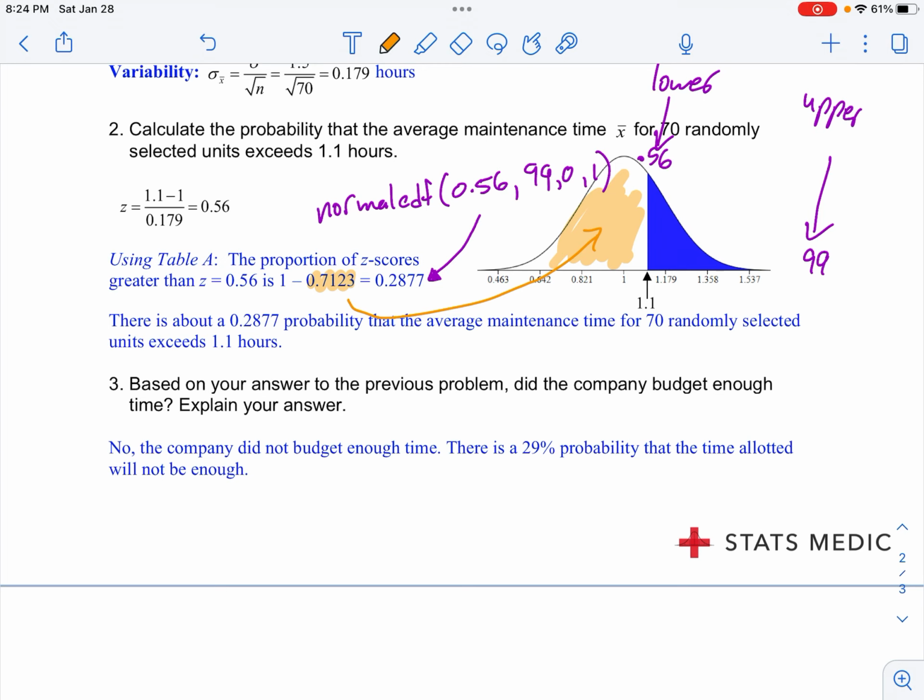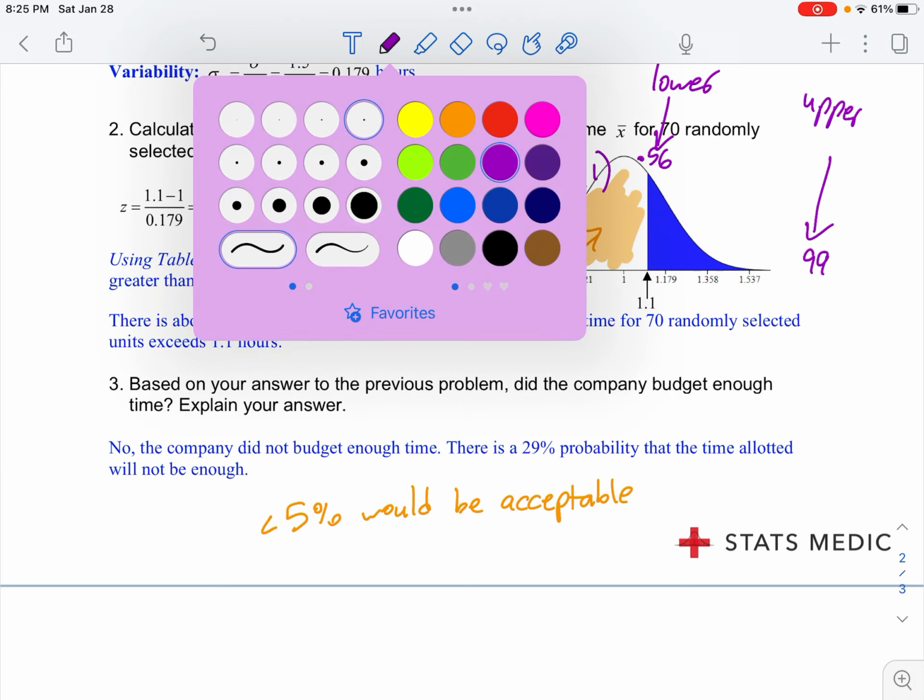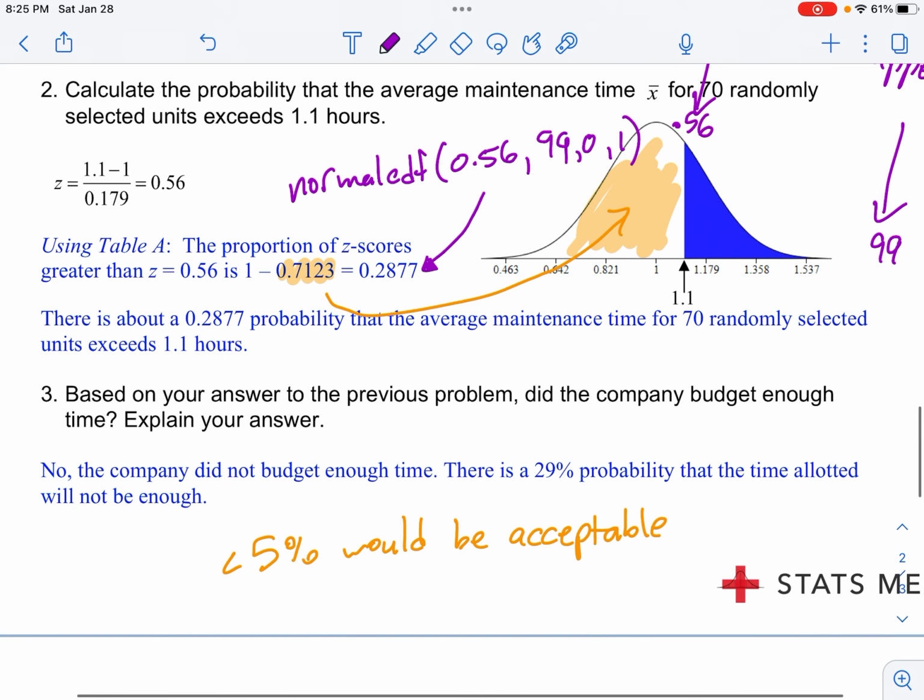Less than 5% would be acceptable. Okay, that's kind of the cutoff that we have been using. So in other words, if hypothetically I had done this whole calculation and this number turned out to be like 0.03 or something like that, well, that's less than 5%. So then I would say, sure, they budgeted enough, because according to that answer, if it was 3%, they would only have not budgeted enough in 3% of the situations that could arise, and that's a risk they're willing to take.